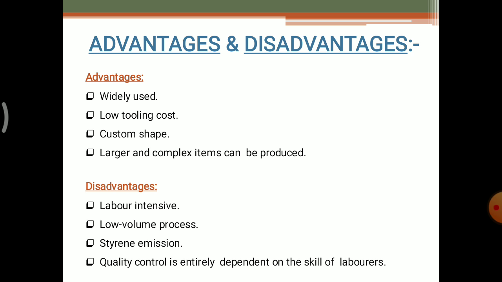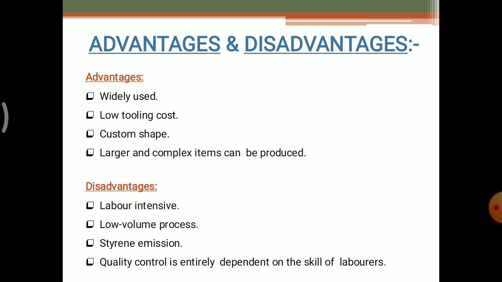Next one is the low volume process. In this process you have to use a limited amount of resin, so a smaller volume can be used. Next one is the styrene emission. Styrene emission means the amount of gases released is higher than with other methods while producing a product or by curing. The last one is that quality control is entirely dependent on the skill of the labor.